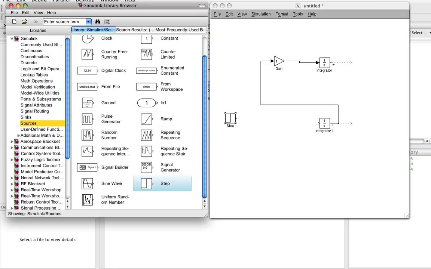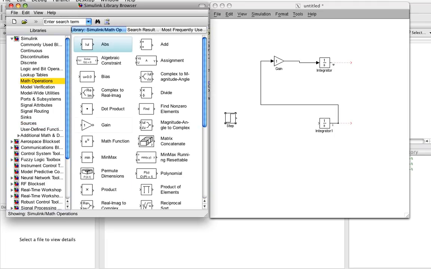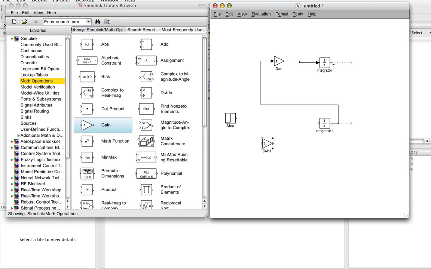A second input to the integrator is going to be R times I of t. So we get our gain, which we'll set to R as soon as I tell you what that value is. And we'll connect this to I, because it's going to be R times I of t.